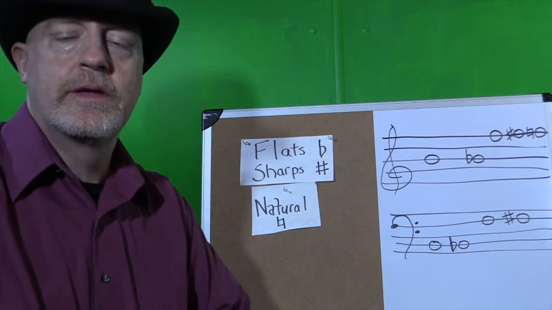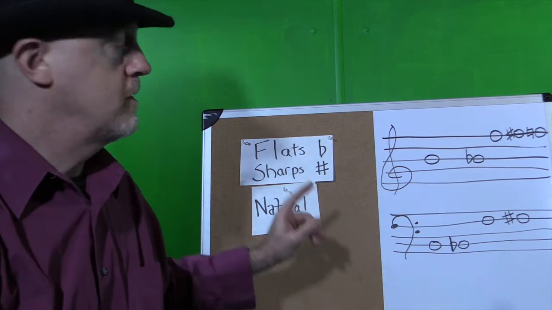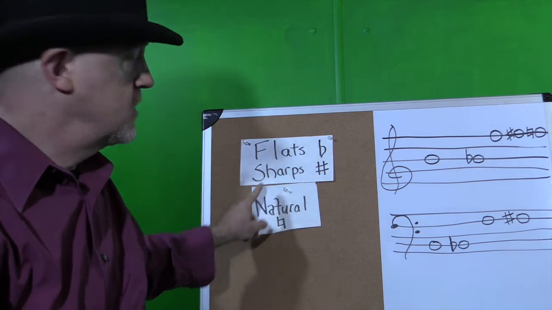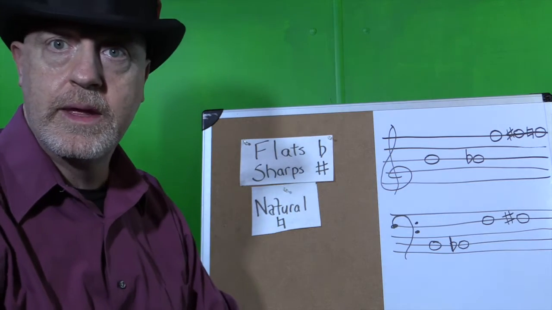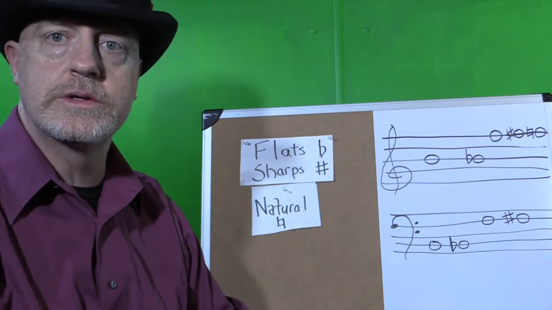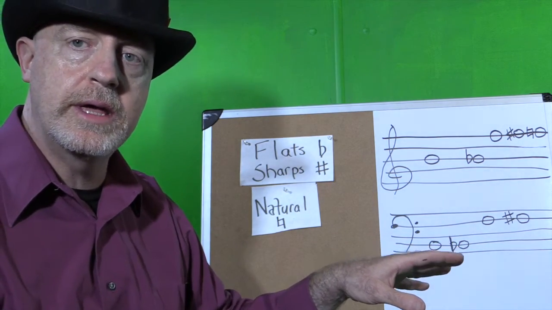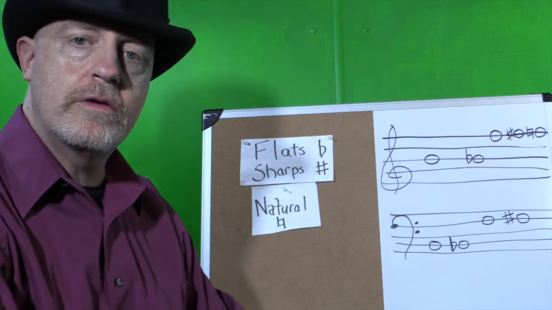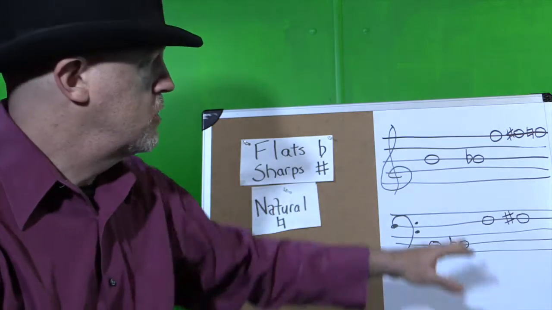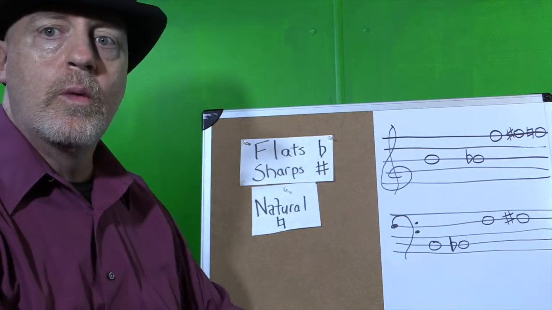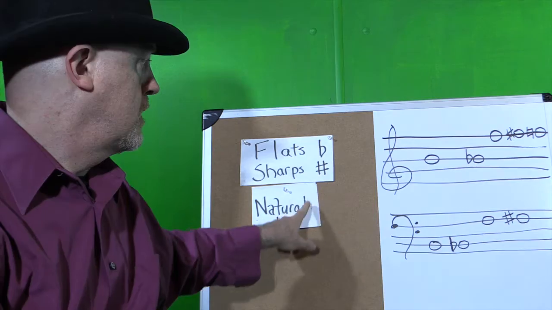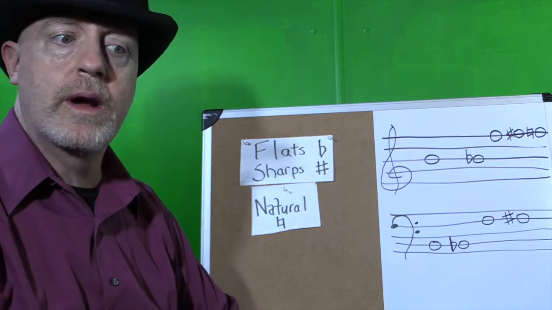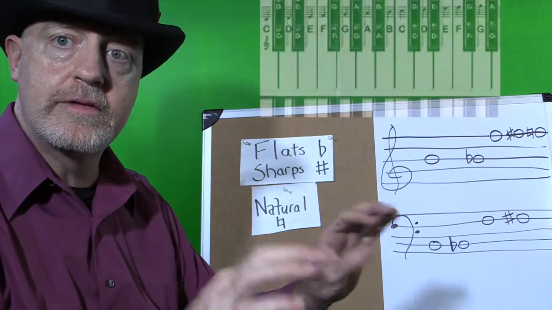Hello class. So today we're going to talk about flats, sharps, and natural notes and the symbols that come along with those. Now last week we talked about the C scale, which was all the white keys on the piano. And if you notice, when I told you all those notes, those were just letter names that we learned on our staff. Well, today we're going to learn about these notes, the flats and the sharps, which are represented by the black keys on the piano.